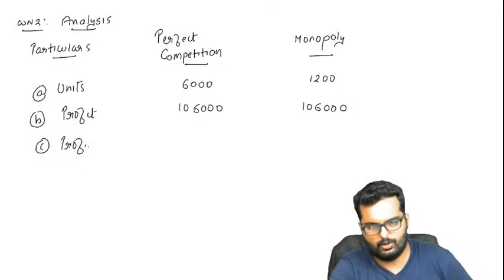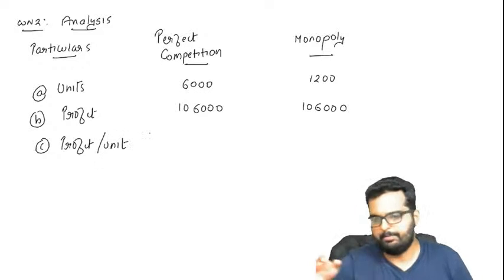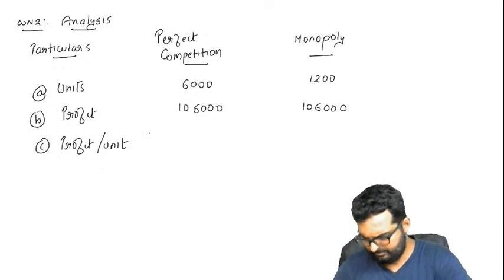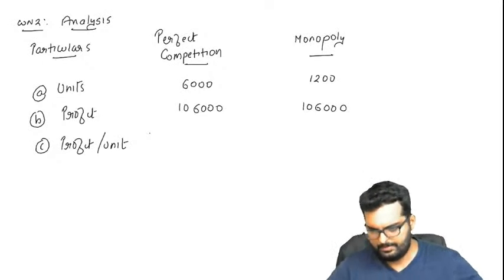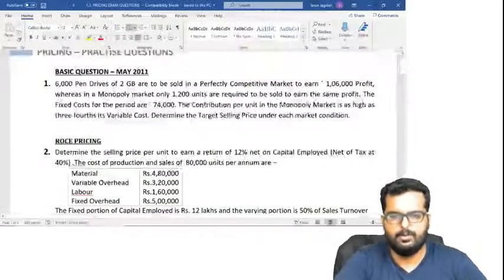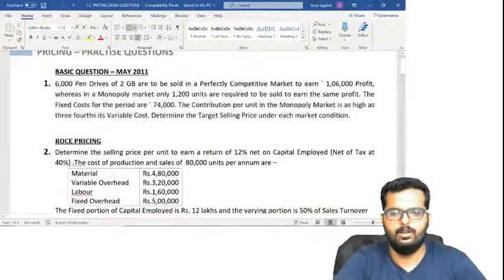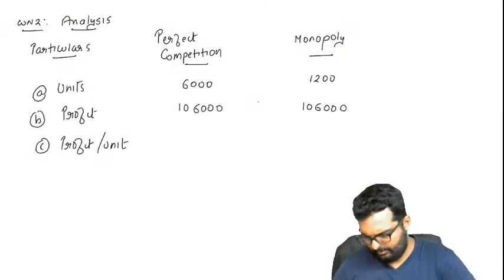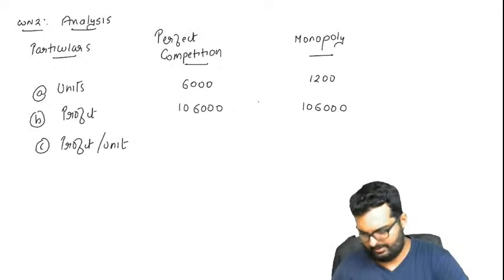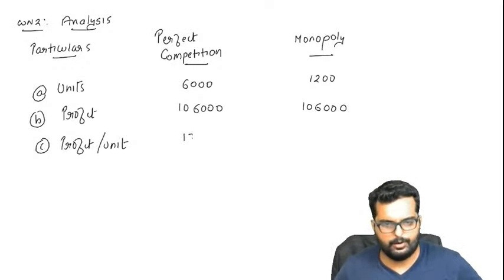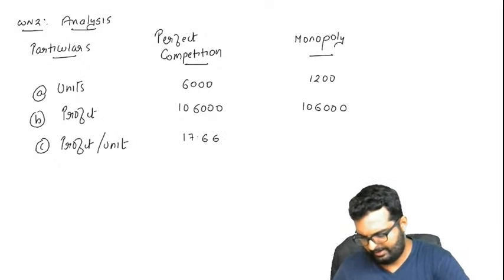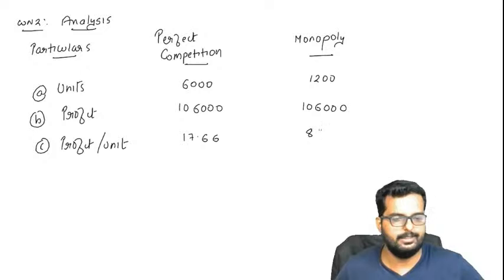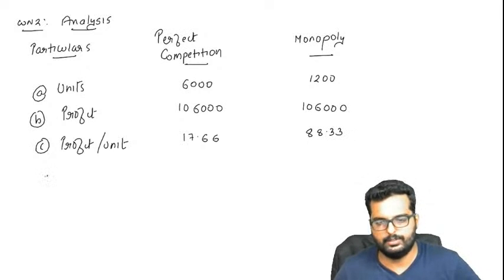Once I get this, can I go and find out what is going to be my profit per unit? One minute, friends. Okay, so we'll do 1,06,000 divided by 6,000, correct? I'll be getting the profit per unit as how much? 17.66, and over here I'll get the answer as how much? 88.33 is the profit per unit which I get over here.